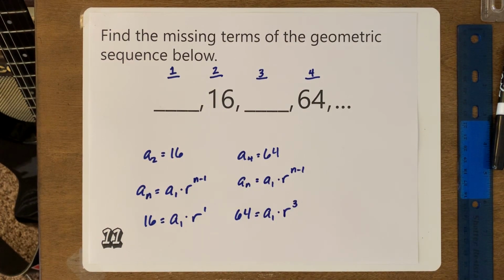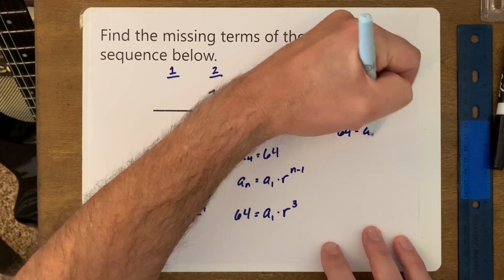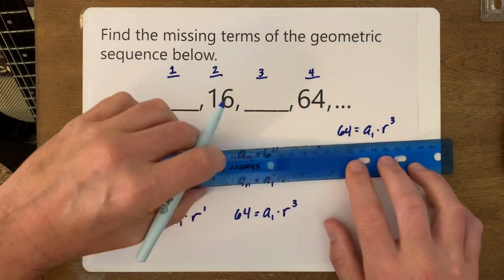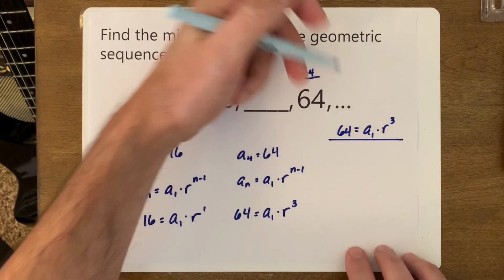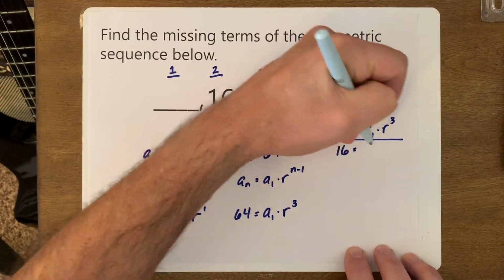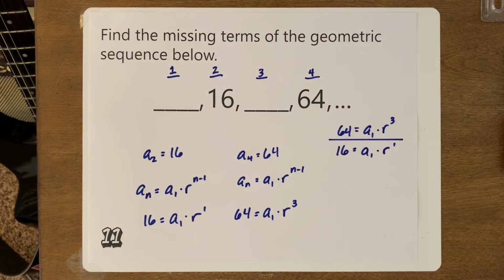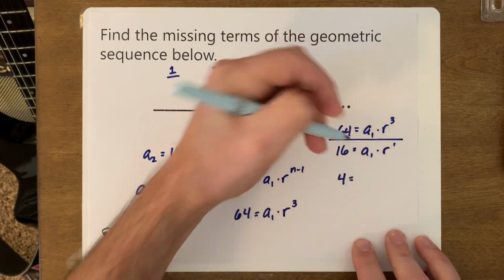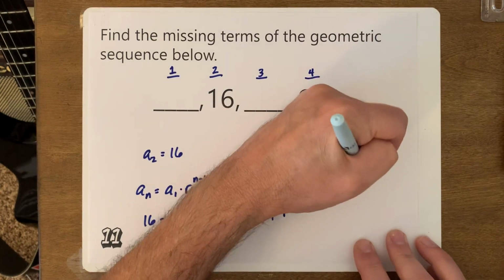That's a system of equations that are exponential. So here's one thing I can do. I can take 64 equals a sub 1 times r cubed, and I can divide that. I know this is going to be weird, but trust me, I've done it in physics enough times to know that it is something you can definitely do. 16 is equal to a sub 1 times r to the first power. We're going to divide those two equations. 64 divided by 16 is 4 equals, the a sub 1's cancel out, and 3 take away 1 is 2.